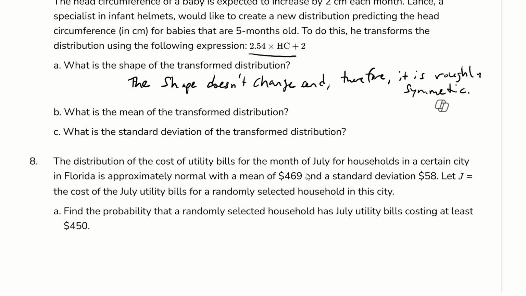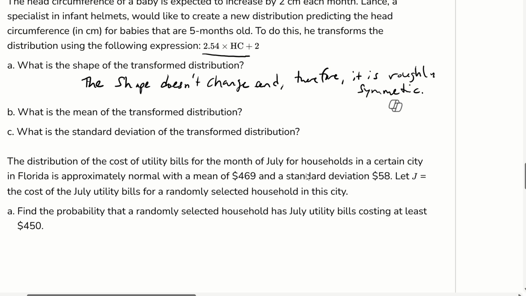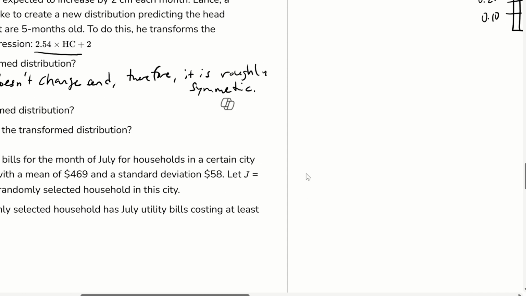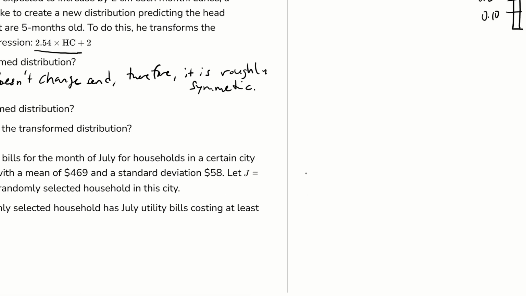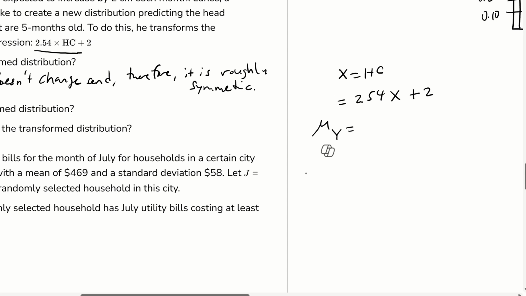Okay, so what is the mean of the transformed distribution? Now, if we want to find the mean of this, I'll just do it over here. Let's say x is the head circumference, and so y is 2.54 times x plus 2. So if I want to find the mean of this distribution, this is capital Y, and I need to find the mean of this.